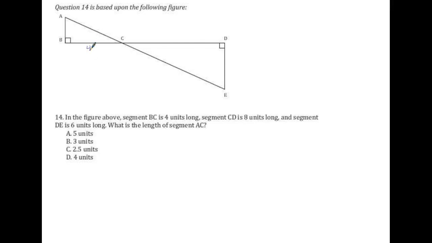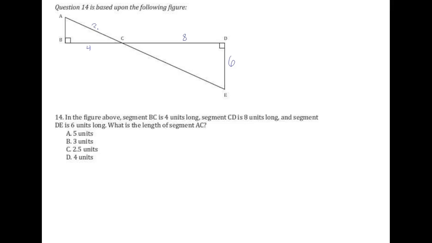CD is 8. And DE is 6. What is the length of AC? We need to figure out this guy. So, we are trying to find the hypotenuse of the small triangle. When you have a figure like that, usually they're trying to talk about ratios. So, we need to find the hypotenuse of the small triangle.